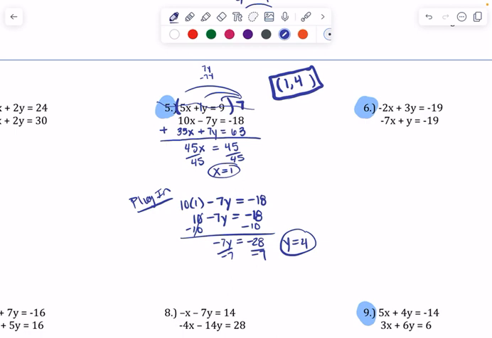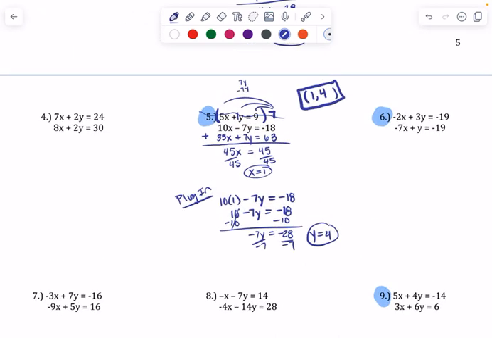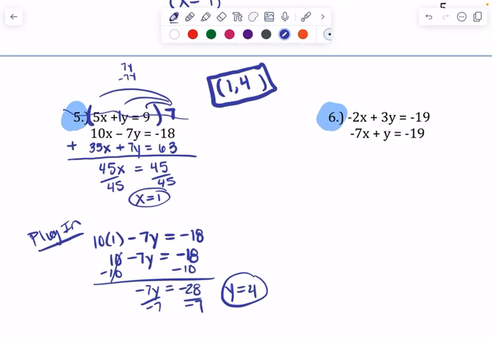So like if you look at number 6, 2 and 7, you could make them 14 and negative 14x, but then you'd have to multiply both equations. But if you look at the y's, we could make this 3y and negative 3y. Because they are not opposite signs, they are both positive, this is when you need to multiply by a negative value. In number 5, we didn't multiply by a negative because the signs were already opposite.